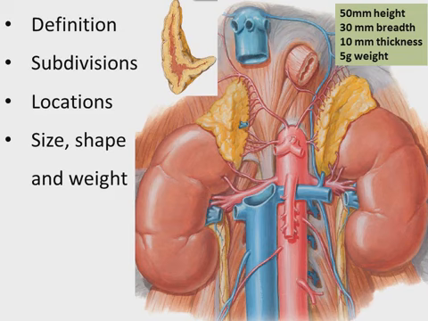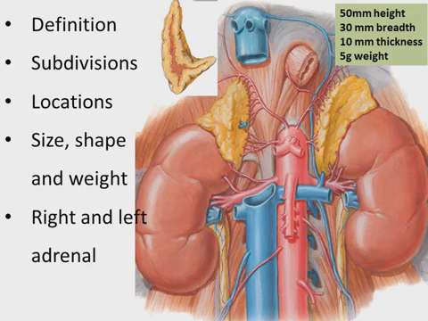And the shape: the right suprarenal gland is triangular or pyramidal in shape, and the left suprarenal gland is semilunar in shape. In this diagram, we can see that the right suprarenal gland is pyramidal in appearance, and the left suprarenal gland is lunar or semilunar in shape.